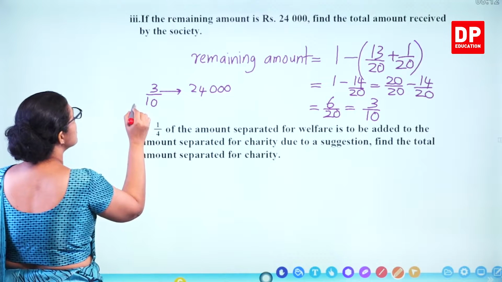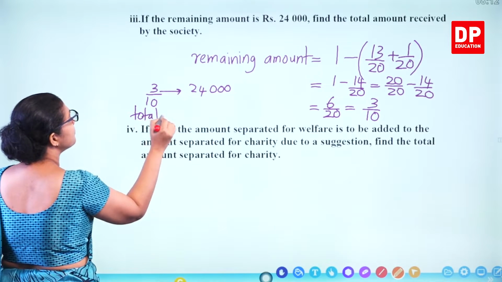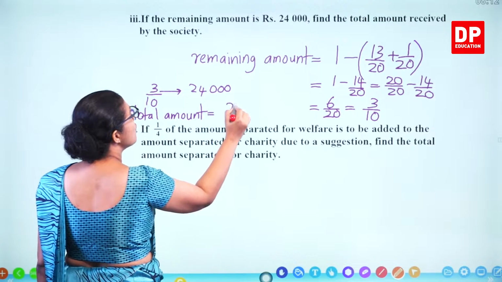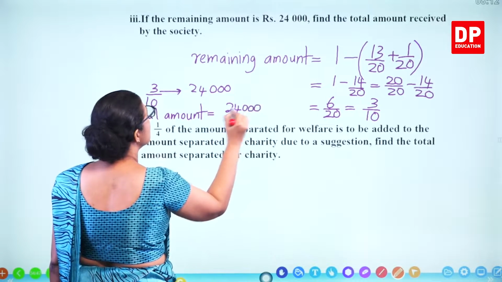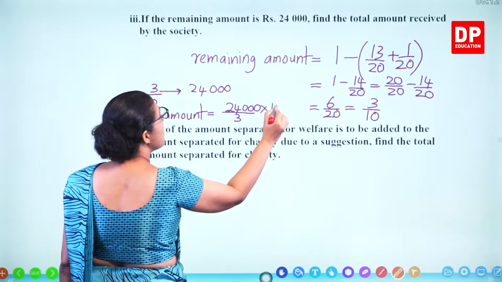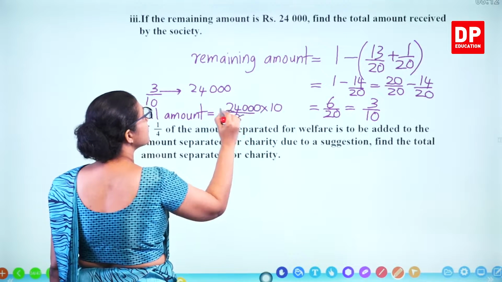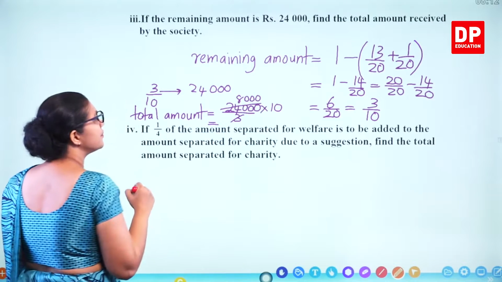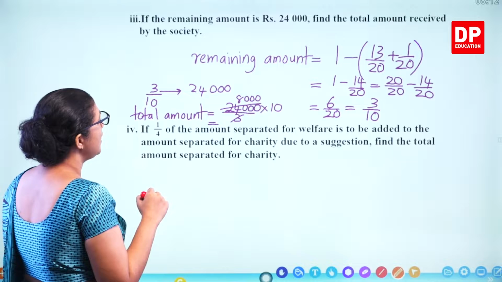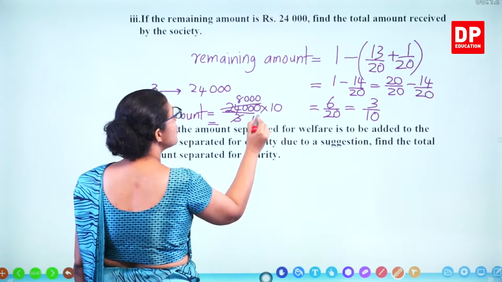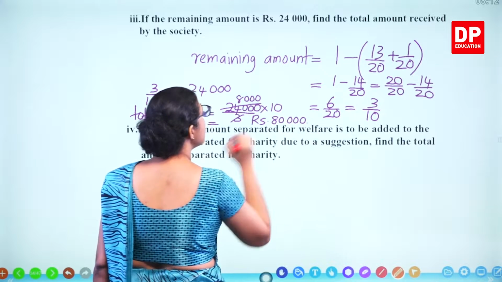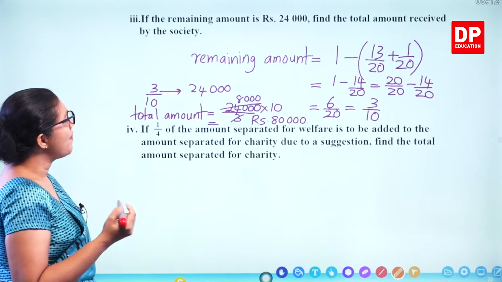So the total amount is 24,000 divided by 3 and multiplied by 10. What's the value? 8,000 into 10, 80,000 rupees. 80,000 rupees is the answer, total amount.